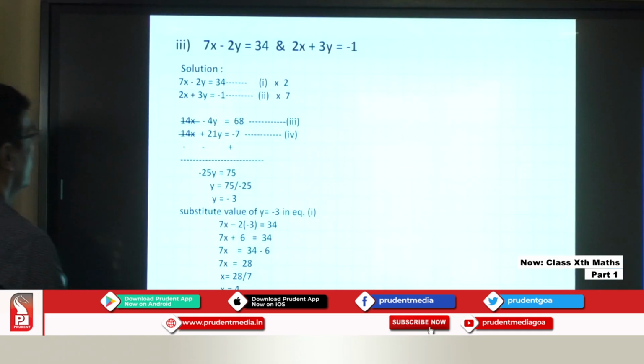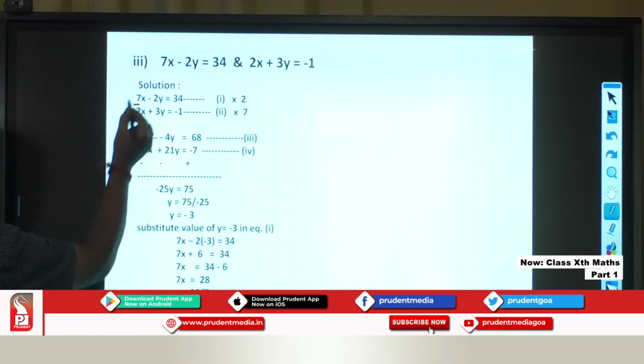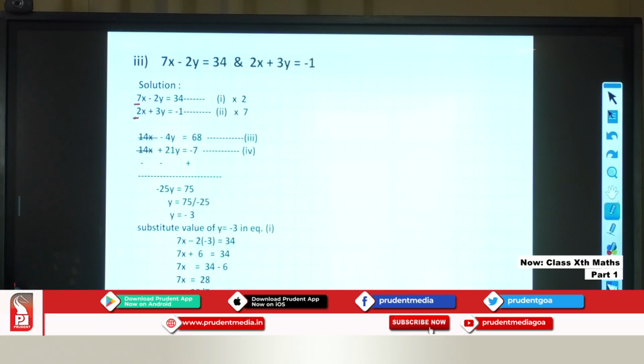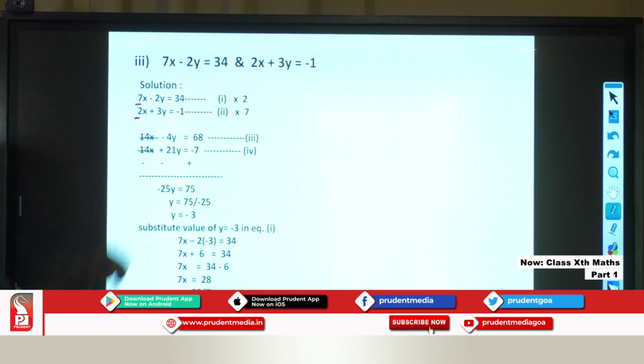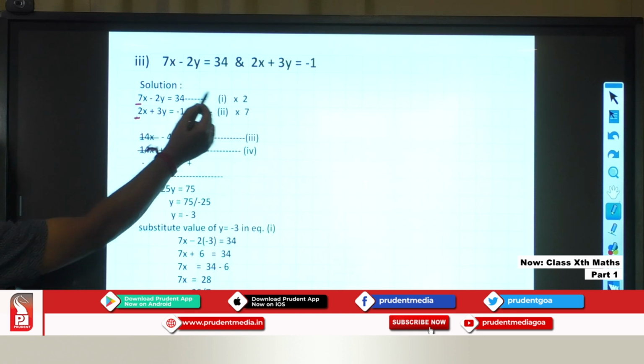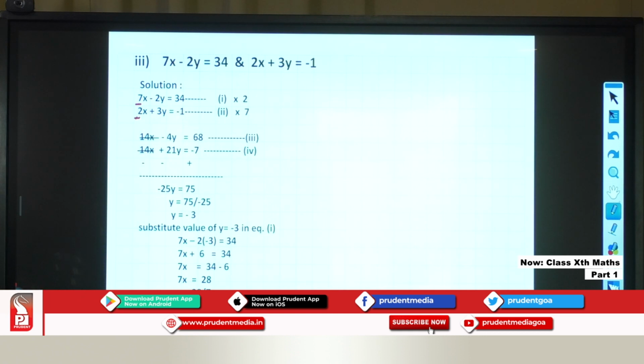I'll just mark that. Now the coefficient of x is 7 here and the coefficient of x is 2 here. Now this coefficient of x of the first equation I have multiplied to the second equation, and the coefficient of x, which is 2, I have multiplied to the first equation. Now that 2 will get multiplied to the entire equation. So after multiplying, what are we getting? We are getting here 14x minus 2 2s are 4y is equal to 34 into 2 is 68. Then 7 2s are 14x, 7 3s are plus 21y and 7 multiplied by minus 1 is minus 7.